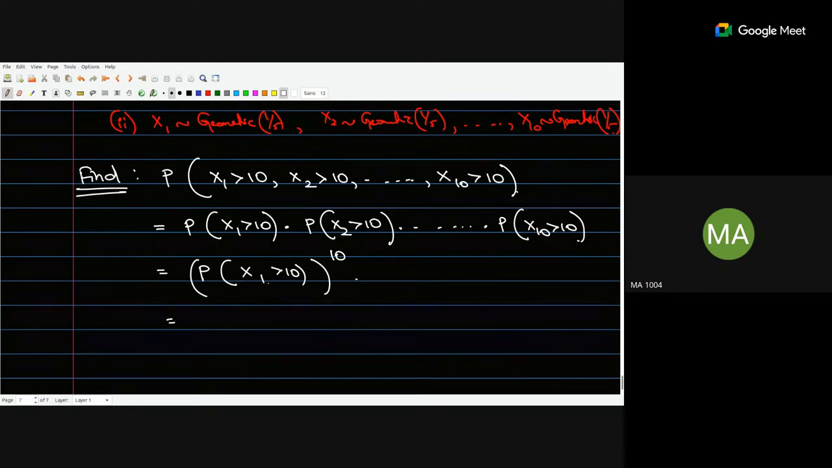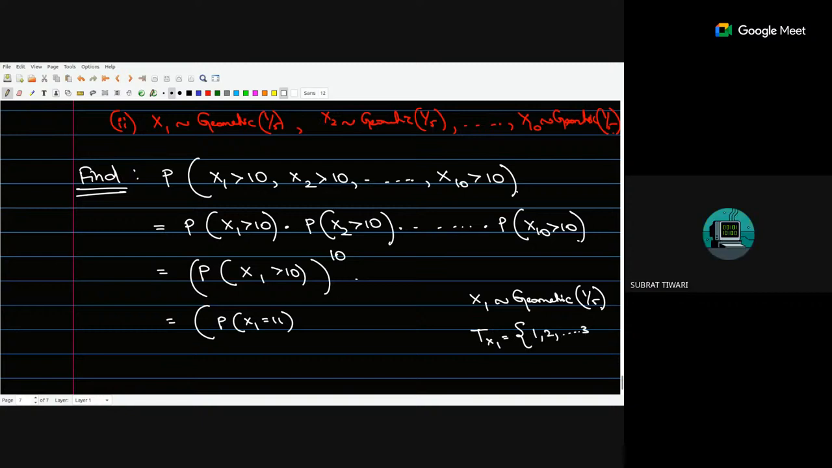So now I have to find this, and I know X1 follows geometric 1 by 5. Now I can write this probability separately. I can write down the range first of all. Writing the range is very, very important. So what is the range of X1? It can take values from 1 to infinity. So the geometric distribution takes 1, 2, 3, and so on, 10, 11, 12, 13 and so on to infinity.